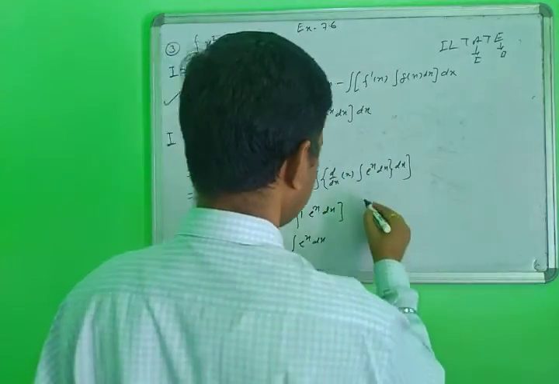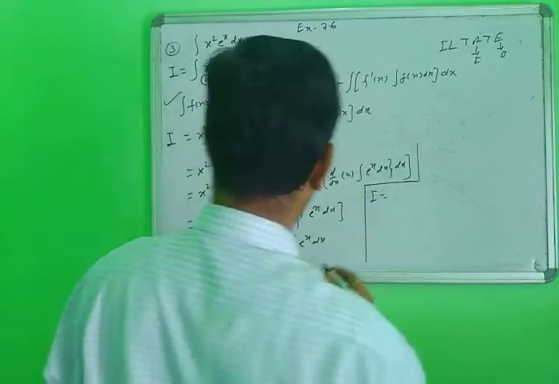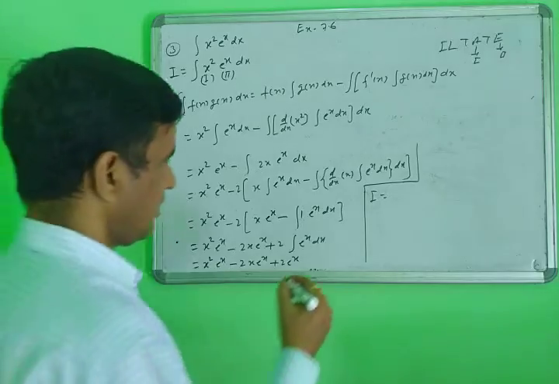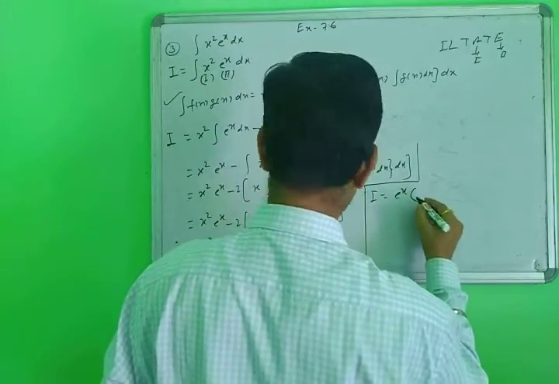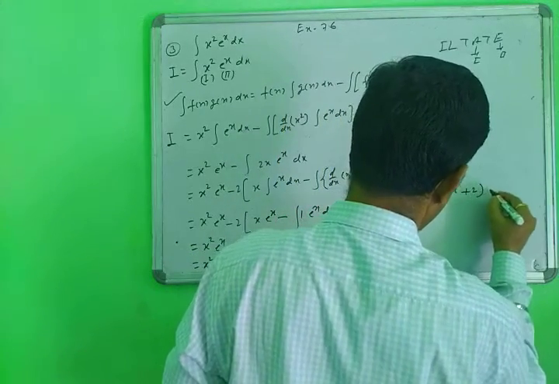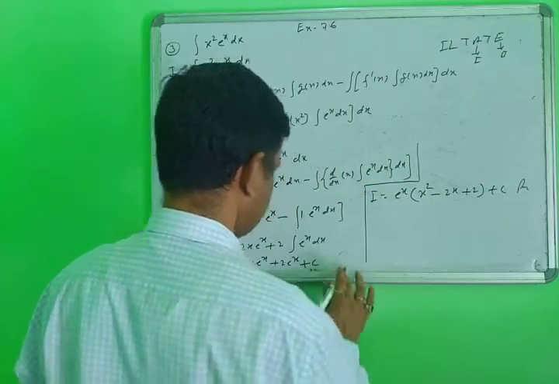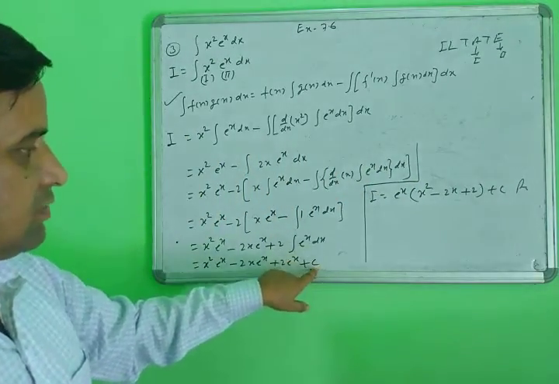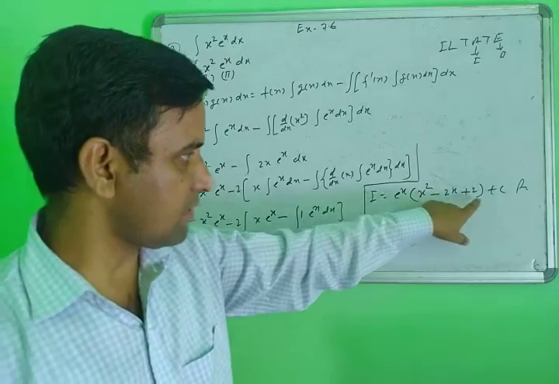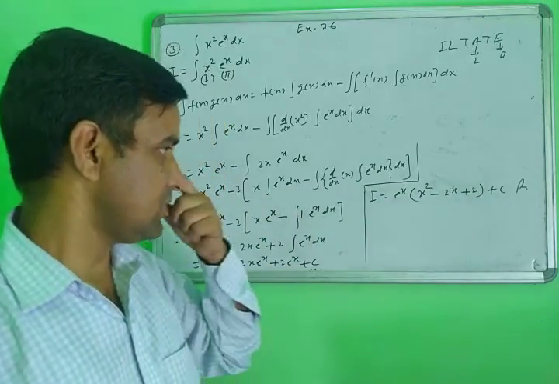What is the final answer here? I equals, taking e exponent x common, what is left here: x square minus 2x plus 2, and plus c. This is your answer, and plus c is also here. This is the constant of integration. Once the integration is completed, you write plus c. Taking e exponent x common from the three terms, you write plus C here. This is your final answer.